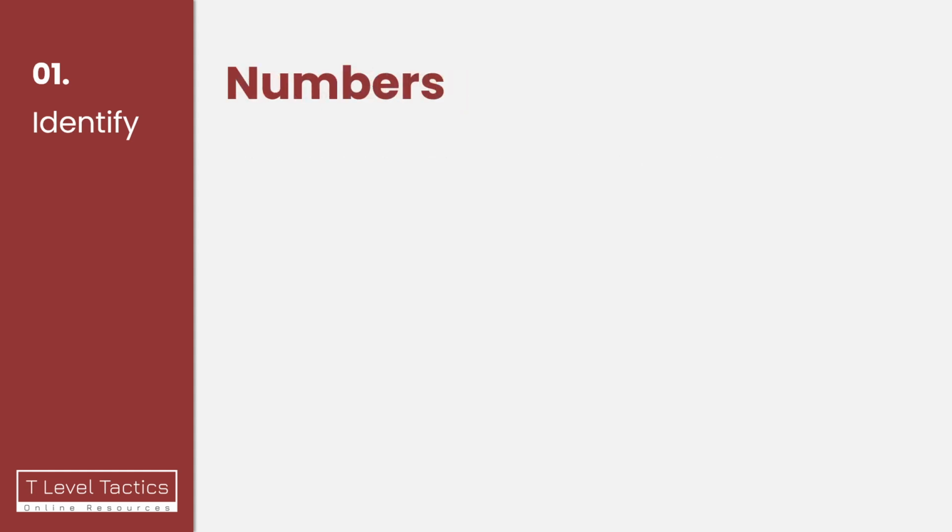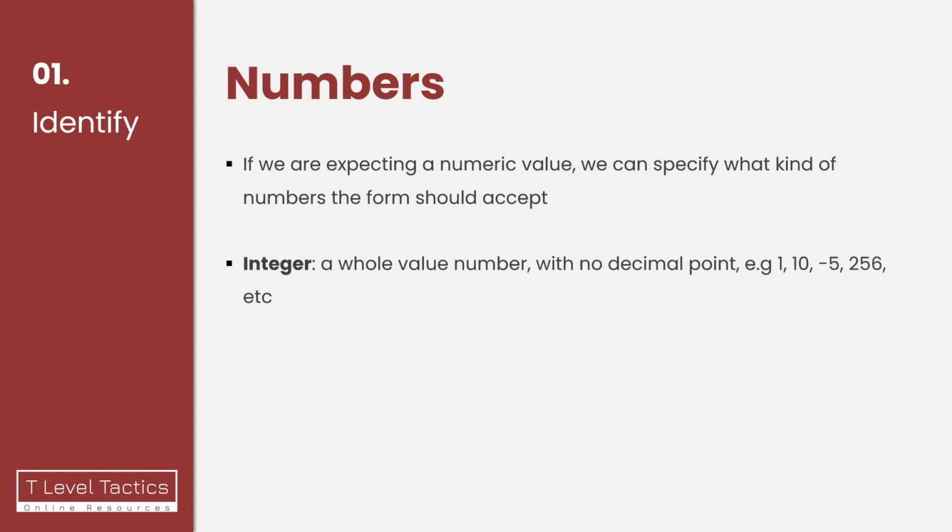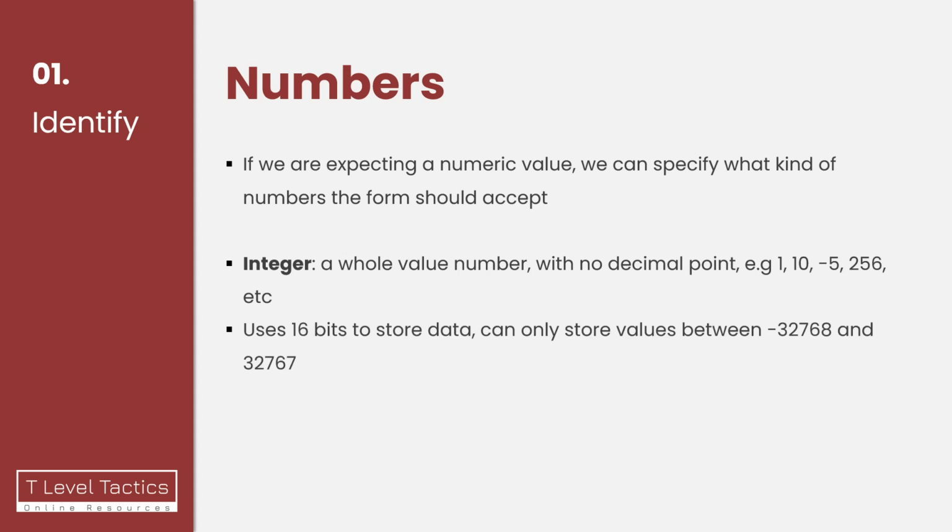If we're expecting a numeric value, we can specify what kind of numbers the form should accept. We could have an integer, which is a whole value number with no decimal points, such as 1, 10, -5, 256, numbers like that. And an integer uses 16 bits to store data, which means they can only store values between -32,768 and 32,767.